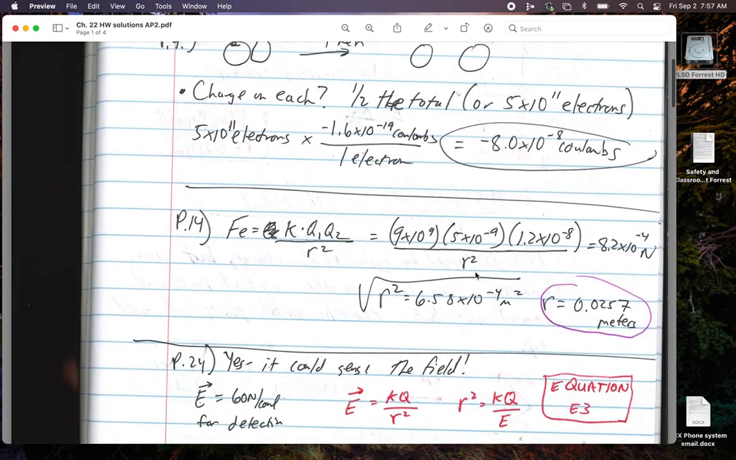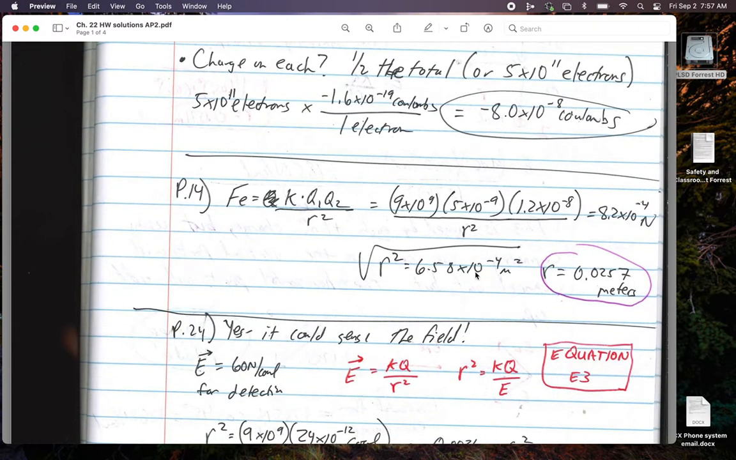The next problem is problem 14, also pretty straightforward. This is a Coulomb's law problem, and it says a small plastic sphere with a charge of negative 5 nanocoulombs is near another plastic sphere with a charge of negative 12 nanocoulombs. If they repel each other with a force of 8.2 times 10 to the negative 4th newtons, what's the distance between the spheres?